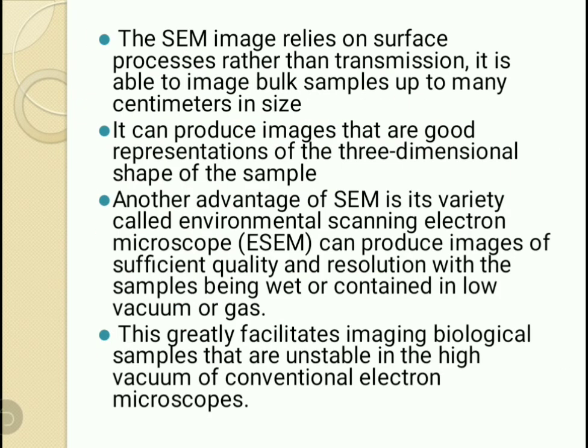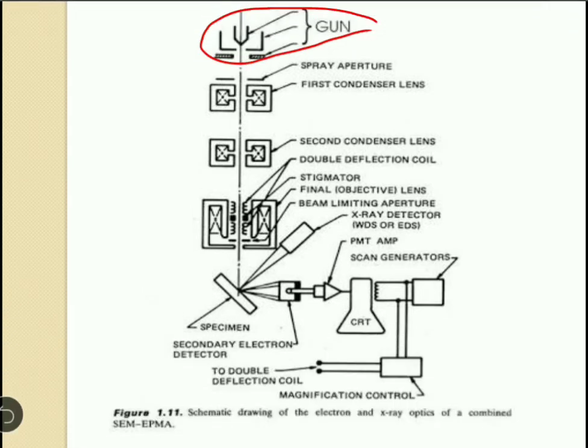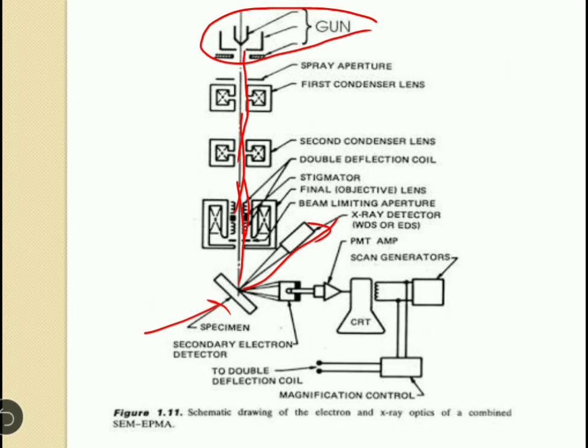Now we can see the diagram. Now this is the electron gun. The procedure is the same. That is a lens. Then whatever the electrons are there, it is projected on the screen. Then it is projected on the specimen, and whatever the projection is there, what will happen? Some electrons will be reflected back, and those reflections are observed either on the X-ray detector or the scan generator. So this is the mechanism.